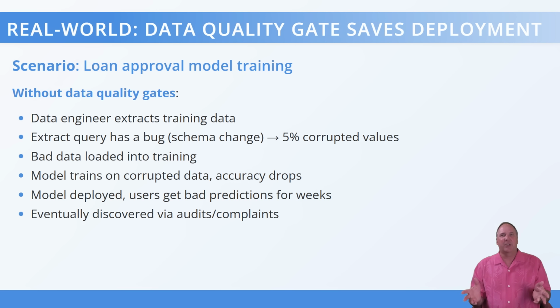So here's a real-world scenario where a data quality gate catches bad training data. You're training a new version of a loan approval model. Your training data is 100,000 historical loan applications. A data engineer loads the training data, but a bug in the extract process corrupts 5% of the records. Without data quality gates, the model trains on corrupted data and accuracy drops. You deploy it, users get bad predictions, and you discover the problem weeks later through complaints and audits.